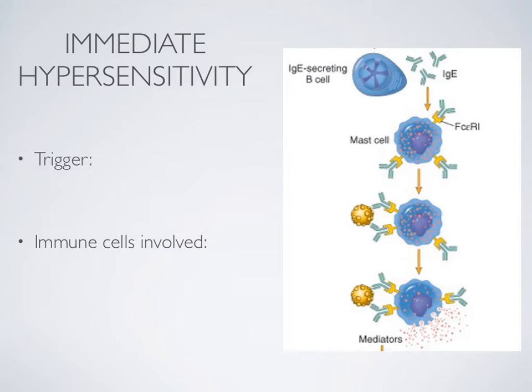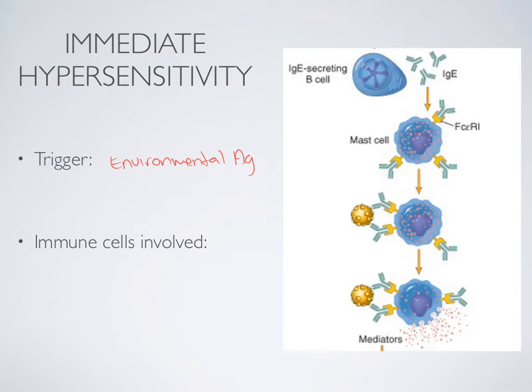So let's look at immediate hypersensitivity. I just told you the primary trigger for immediate hypersensitivity is environmental antigens. These are things that we are exposed to in our everyday life that in the majority of people do not cause any harm. But in some people, for some reason, they trigger an immune reaction.